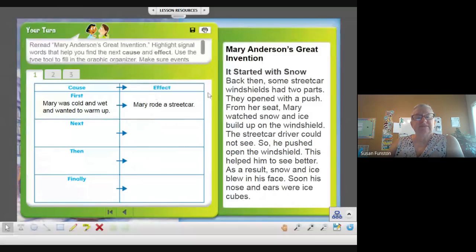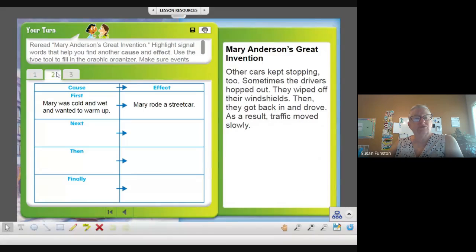Okay, next, back then, some streetcar windshields had two parts. They opened with a push. From her seat, Mary watched snow and ice build up on the windshield. The streetcar driver could not see, so he pushed open the windshield. This helped him to see better. As a result, snow and ice blew in his face. Soon his nose and ears were ice cubes. So, what could our next one be?